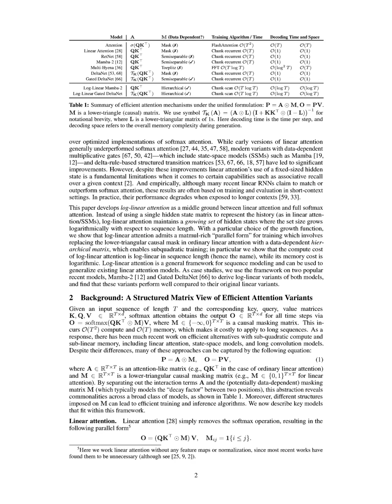Log linear attention addresses the limitations of existing linear attention mechanisms, particularly their fixed-sized hidden states, which hinder capabilities like associative recall over longer contexts. By maintaining a growing set of hidden states that scales logarithmically with sequence length, log linear attention allows for more effective context utilization, especially in longer sequences where traditional linear attention tends to degrade in performance.